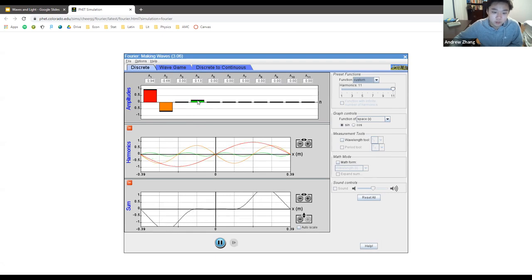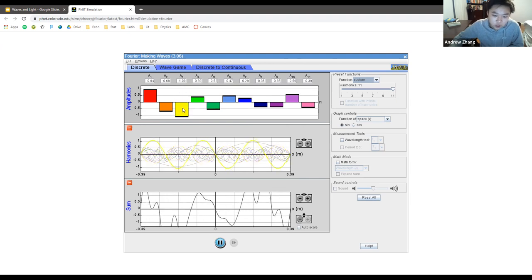The further in the rainbow you get, the higher the frequency and the lower the wavelength, which we can see individually here on the harmonics. And then the sum is here, and you can see how messing with each different harmonic would change the sum. So doing this allows you to see all the different shapes.